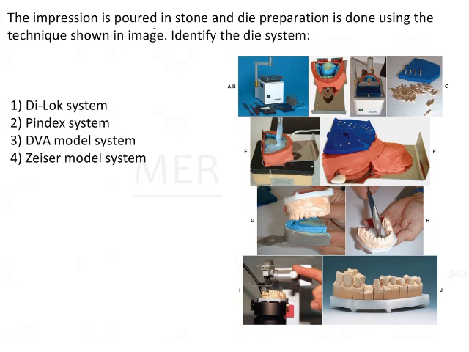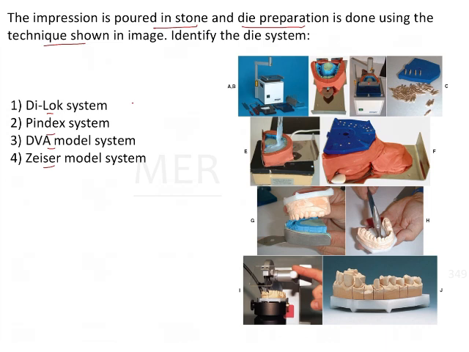The impression is poured in stone and die preparation is done using the technique shown in the image. Identify the system. So we have a die system to identify in the given image. The options are Dialock system, Pindex system, DVA model system and ZSER model system. We will come back to the image.